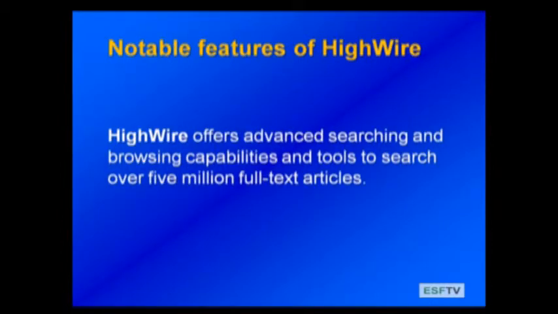One of the neat things about Highwire, just like Google Scholar, is that they offer advanced search options. And they have over 5 million full-text articles available. So again, Highwire Press, from a very notable and reputable university, Stanford University, has access to over 5 million journal articles.